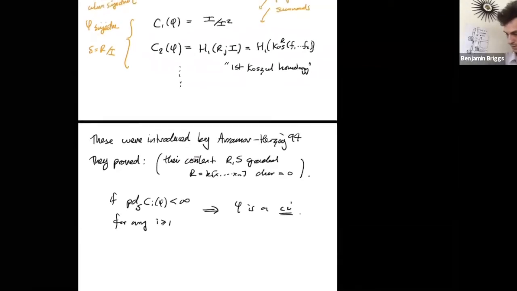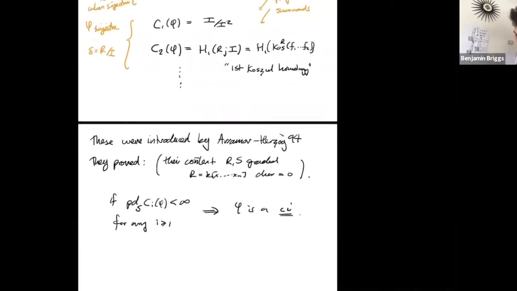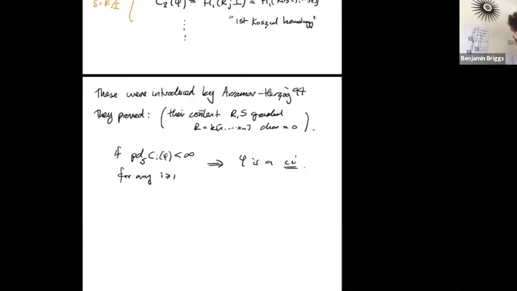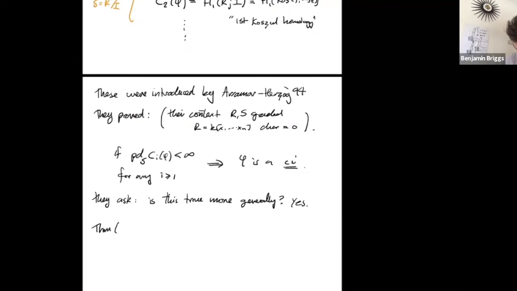Okay, so if you think about it, in degree 1, this is the conormal module, and this is the fact that they prove, which I wrote down already above. And so they ask, is this true more generally? And that's the next result of this talk. The answer is yes. So this is with Srikanth Iyengar.